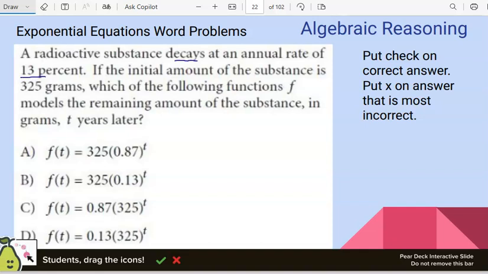If the initial amount of the substance is 325 grams, which of the following functions f models the remaining amount of the substance in grams t years later? Pause the video and try this one.